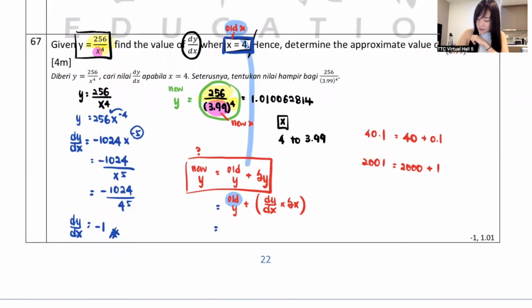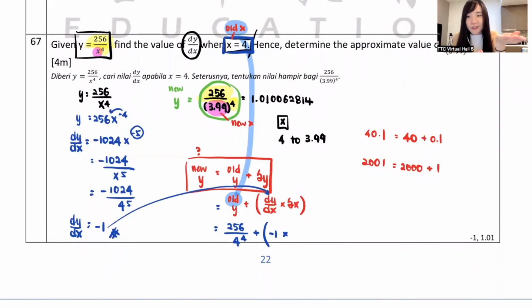So you see, if I sub inside the equation of Y, isn't it will become 256 over the X, just become 4. Because you sub 4 inside, you are OY. You sub 3.99 inside, you are new Y. So isn't it you sub 4? Obviously, it's the OY lah. Correct? And then plus dy dx. See, your dy dx is here. -1.